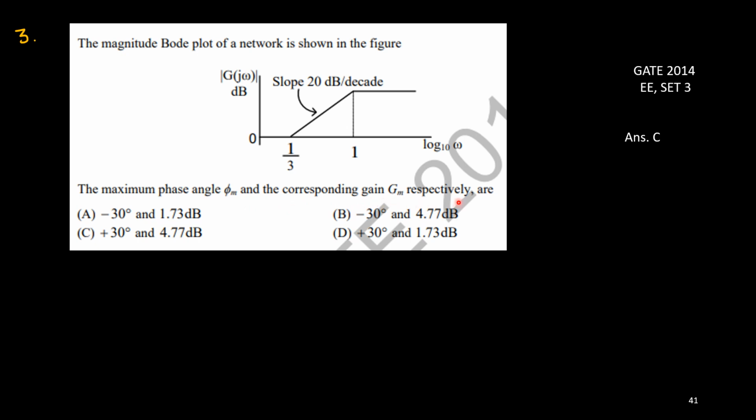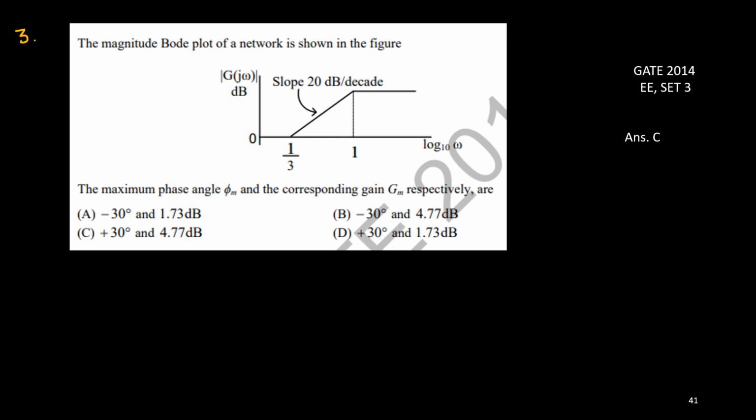This is a different problem from the Bode plot. We need to find the maximum phase provided by the system transfer function, and the corresponding gain at that time. So first we need to find G of S, and only then will we be able to find the phase and the magnitude. The transfer function you can easily find out.